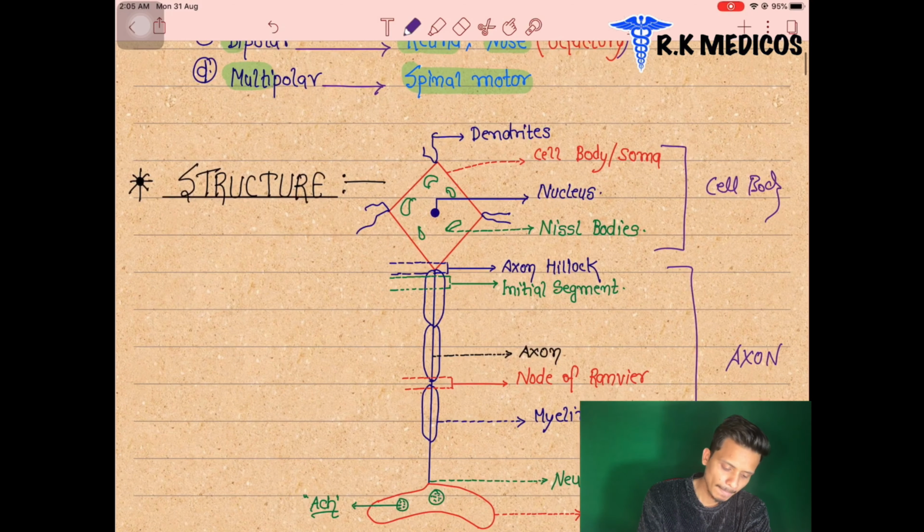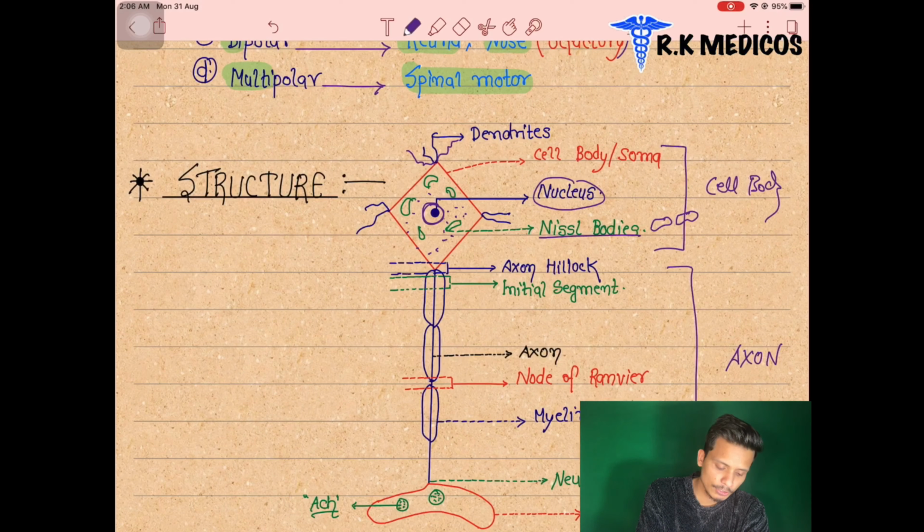Now you can see in the center there is a nucleus. Here is the nucleus, and Nissl's bodies are present like this. Nissl's bodies are basically rough endoplasmic reticulum. Next, we can see inside the cell body there is the soma. Cytoplasm is present. These are called the soma, the cell body. Now here, the wire-like, finger-like structures are coming out from the cell body or the soma part of the central nervous system.